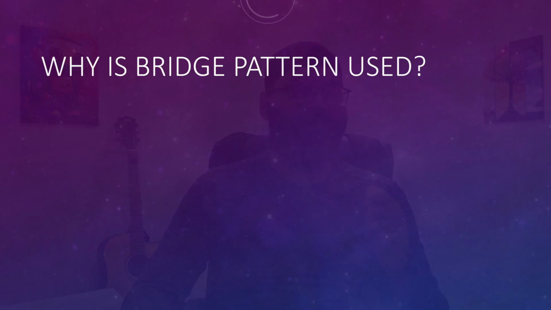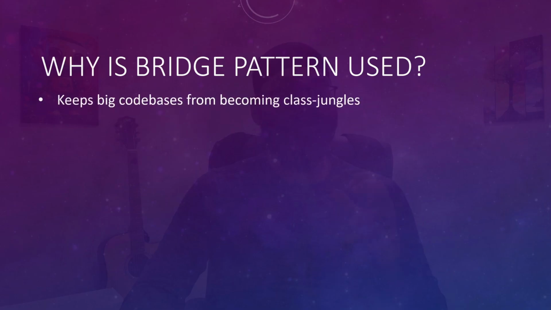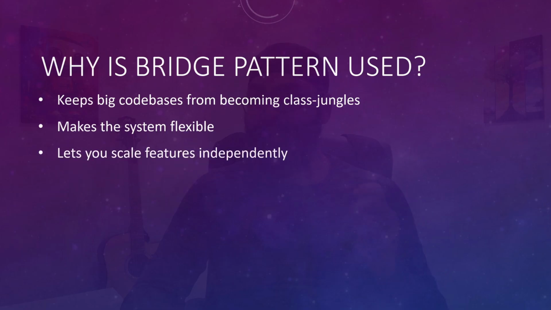So why do senior devs use the bridge pattern? Because it keeps big code bases from becoming class jungles, makes your system flexible, lets you scale features independently, and avoids inheritance nightmares. Anytime you have two independent dimensions in your system, bridge is your best friend.